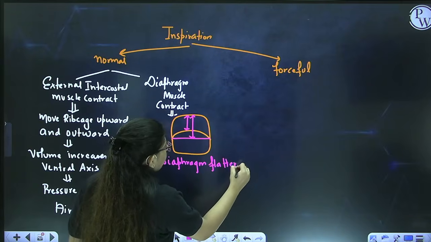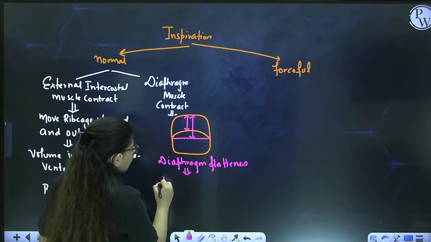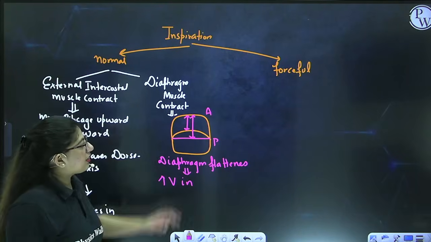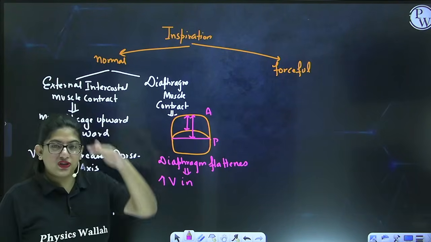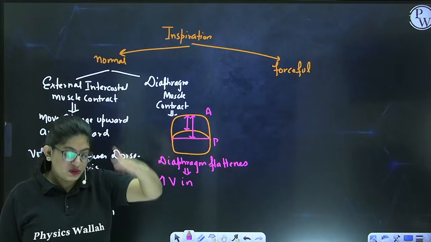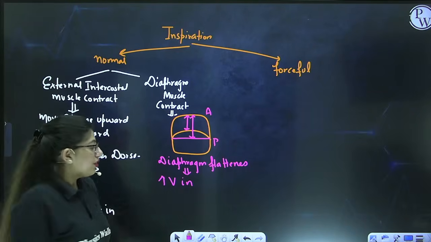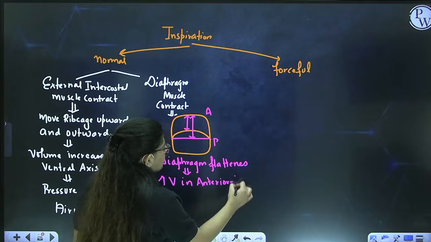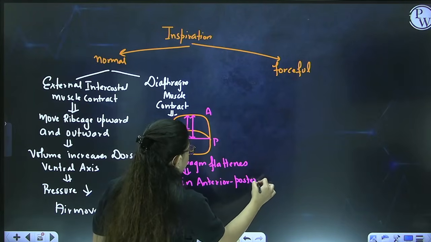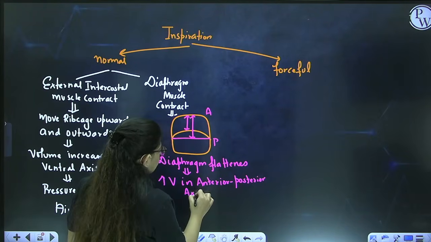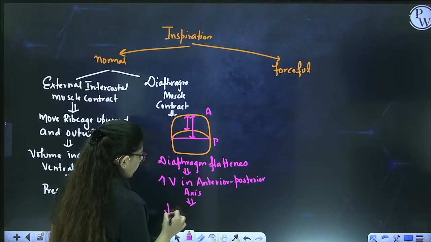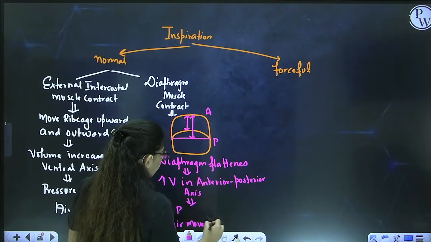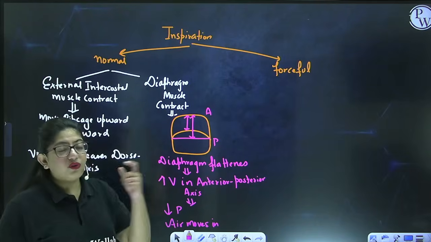And when the diaphragm flattens, there will be an increase in volume in the anterior posterior axis. This is the anterior and this is the posterior position. Always your head is in the anterior position and your feet are in the posterior. So it will increase the volume in the anterior posterior axis. And when this increases, what will happen? The pressure will decrease and air moves in.